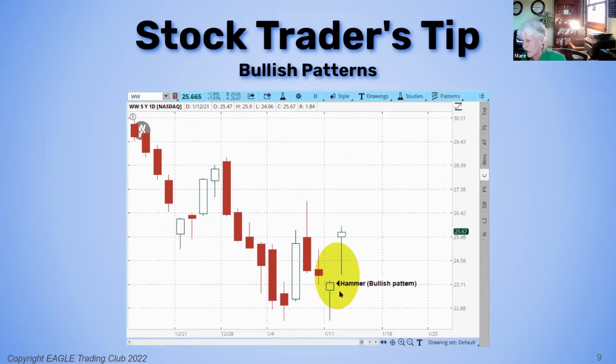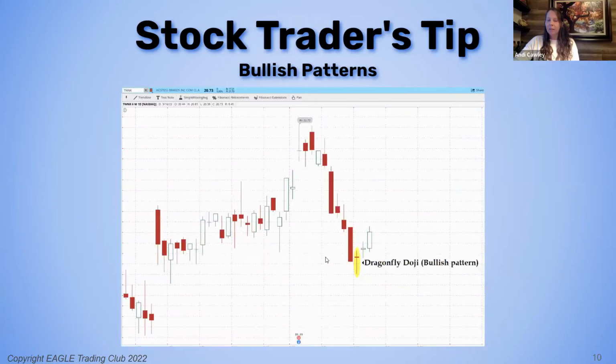This is the hammer. You will see the hammer at the end of a downward trend. This is the low for that day, this is the high, and it closed right here. It's saying that the bulls, those that are buying, are winning, and they really pushed the price up to this point. If you see something like this, in all likelihood, especially if it's a really long wick and you have this little body here, it's going to go up the next day. It's another thing to watch for.